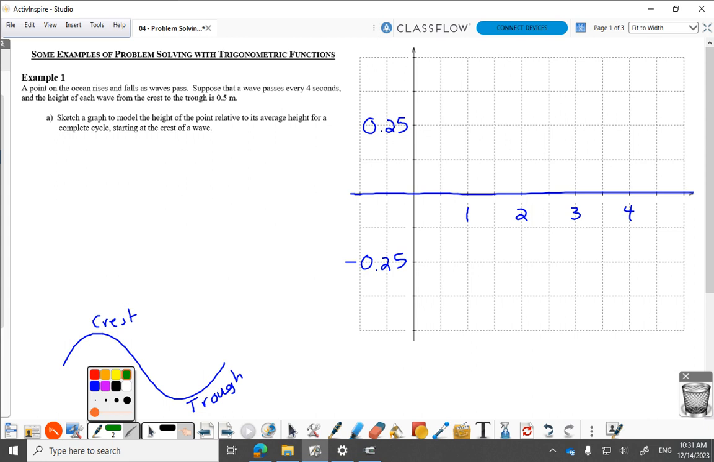Where does this graph start? It does start at 0. We always start at 0. But what height does it start at? The question will almost always tell you. If it doesn't tell you, it means you can do whatever you want. Yeah? But it'll almost always tell you whether to start at the top, the middle, or the bottom.